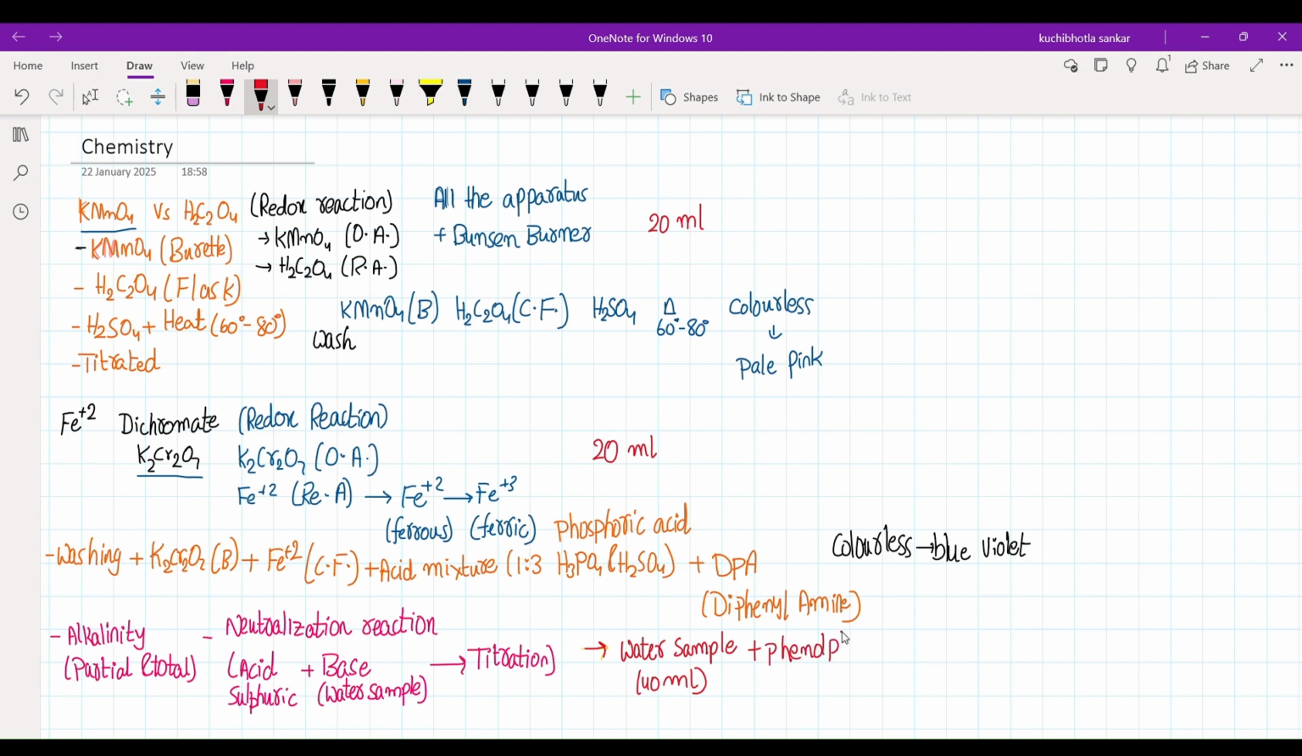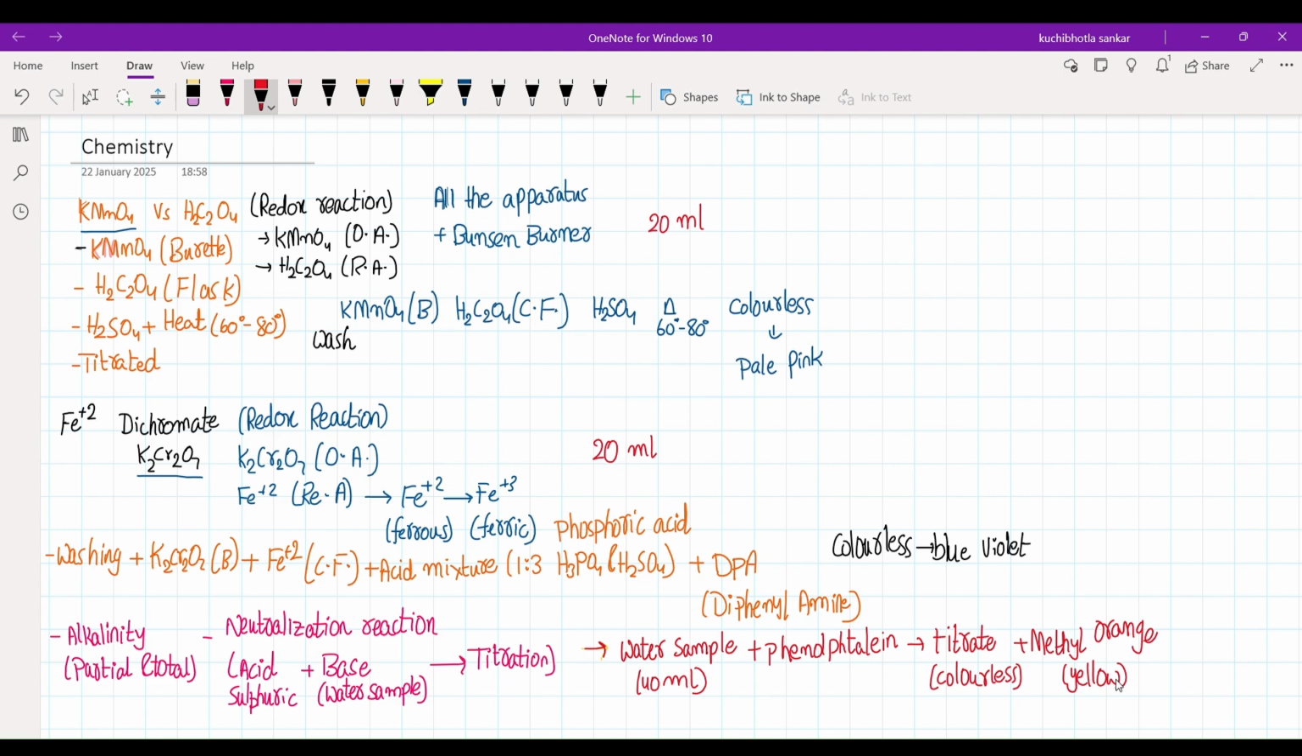right? Phenolphthalein indicator, and you are going to titrate it. And again it will titrate it until you will get colorless, and you will add methyl orange, right? After adding methyl orange, it will turn into yellow color.